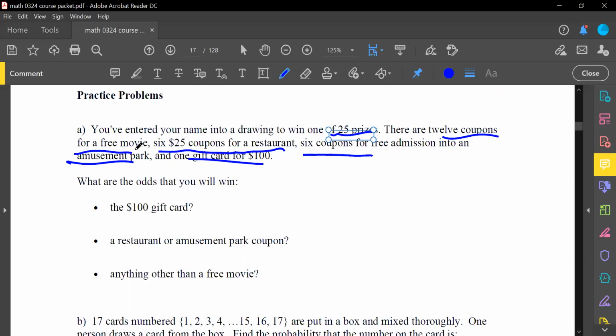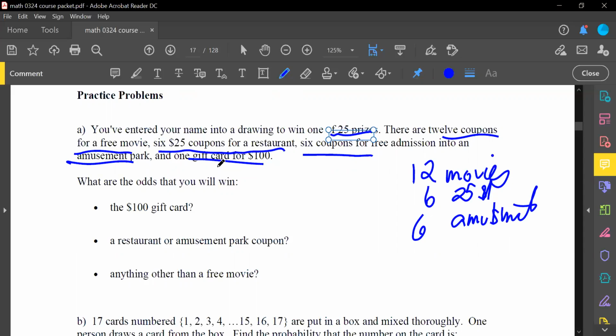All right, so I'm going to list all these out. It's one of 25 prizes. So I have 25 prizes: 12 movies, 6 $25 for a restaurant, 6 coupons for an amusement park, and 1 gift card worth $100. So those are all my prizes. And again, they total up to 25.